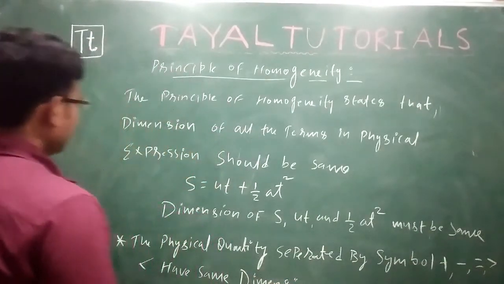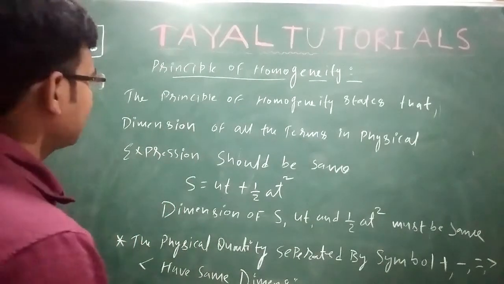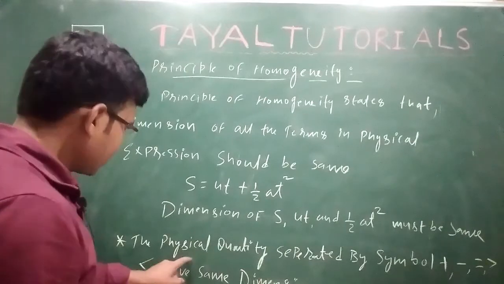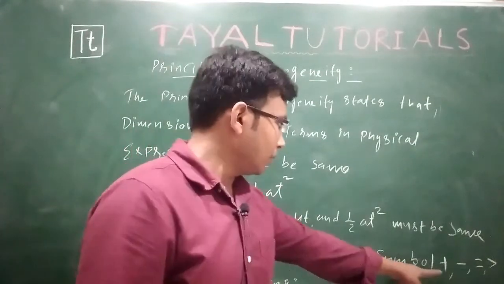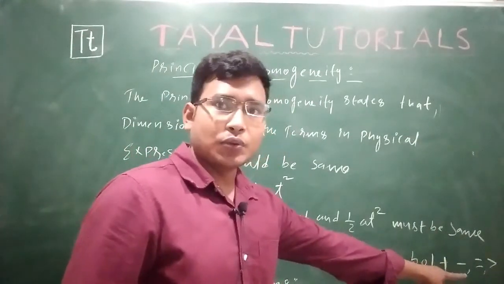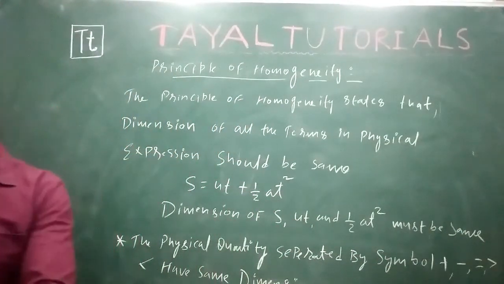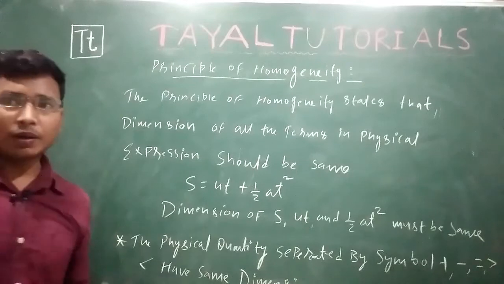So the principle of homogeneity is this note: the physical quantities separated by the symbols plus, minus, equal to, greater than, less than will have the same dimension. Okay, so let's start with the problem.